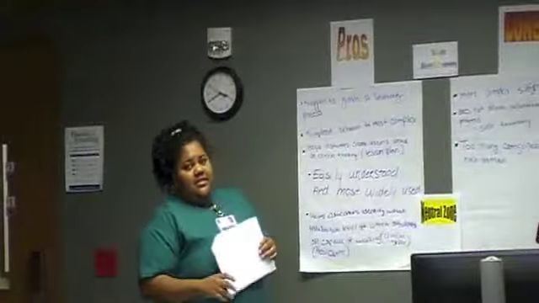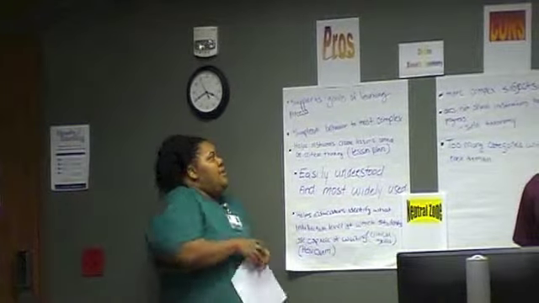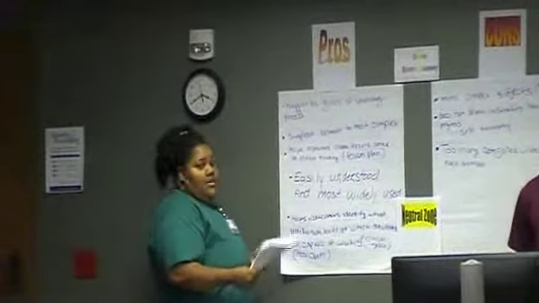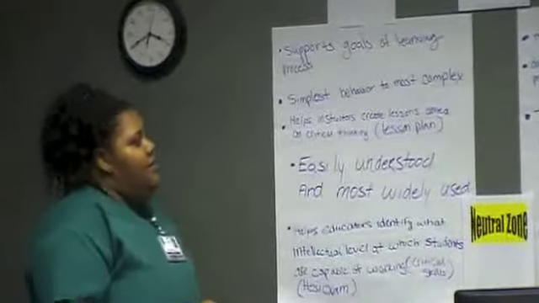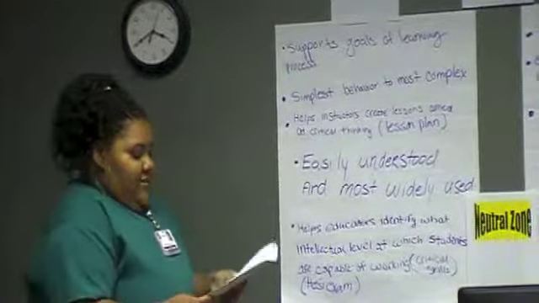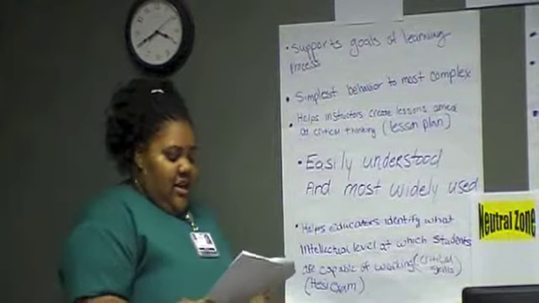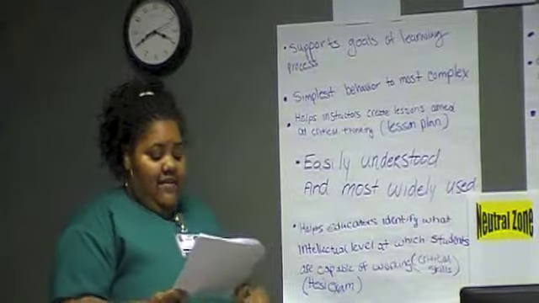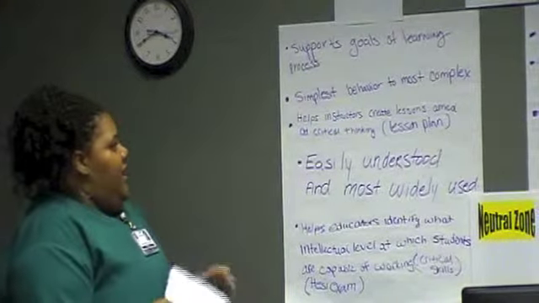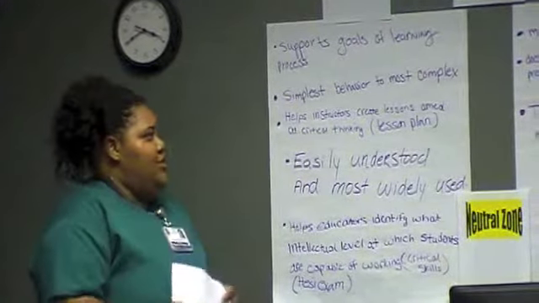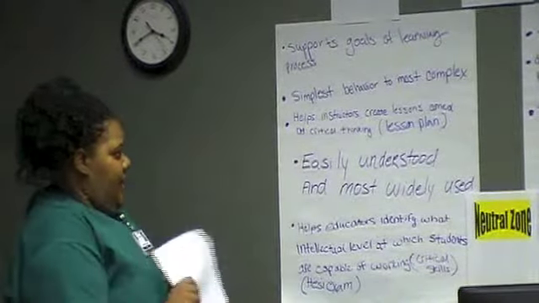Alright, I'm here today to present the pros of Bloom's taxonomy. The first pro is that it supports goals of the learning process. Secondly, it goes from the simplest behavior to the most complex. An example would be knowledge, comprehension, application, analysis, synthesis, and evaluation, which is the most complex of the domain. And it also helps instructors create lessons aimed at critical thinking. An example would be lesson planning.